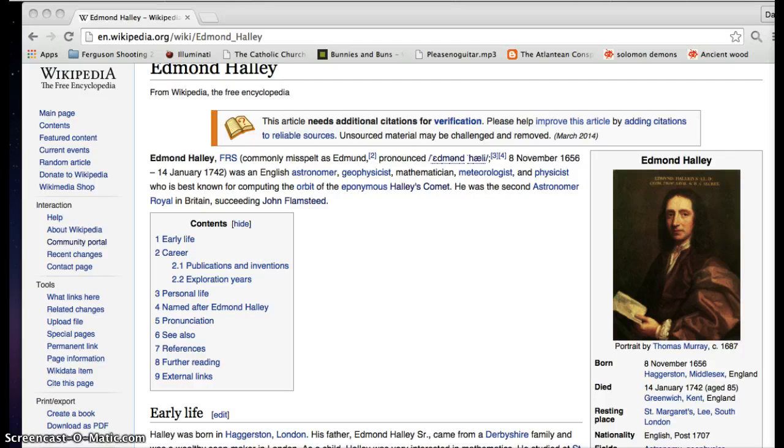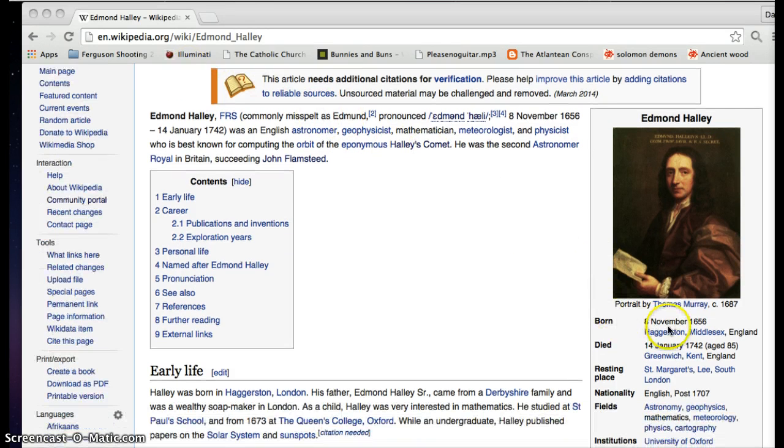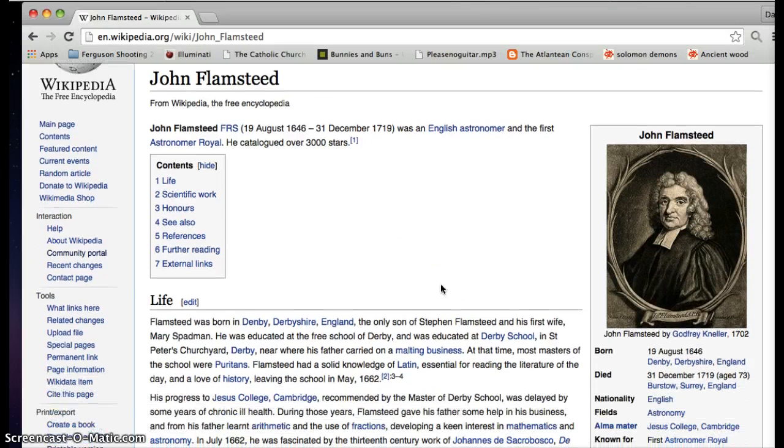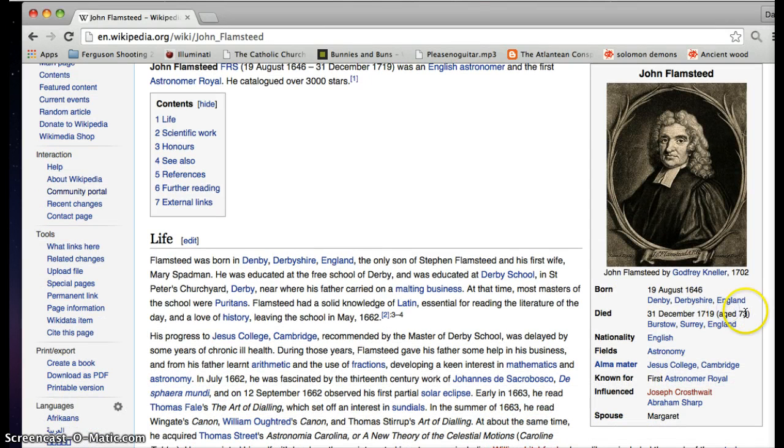Halley's Comet was found by Edmund Halley, and he was born on 11/8, so 88, and he died on January 14th, or 11444. Halley was the second astronomer royal in Britain, succeeding John Flamsteed. And this guy died aged 73.